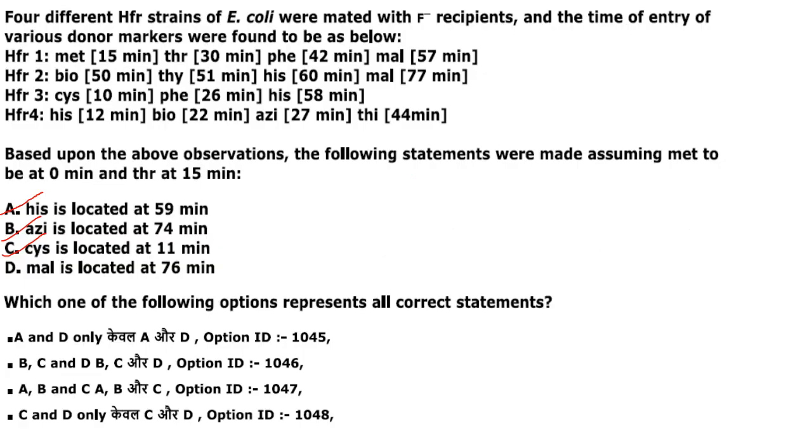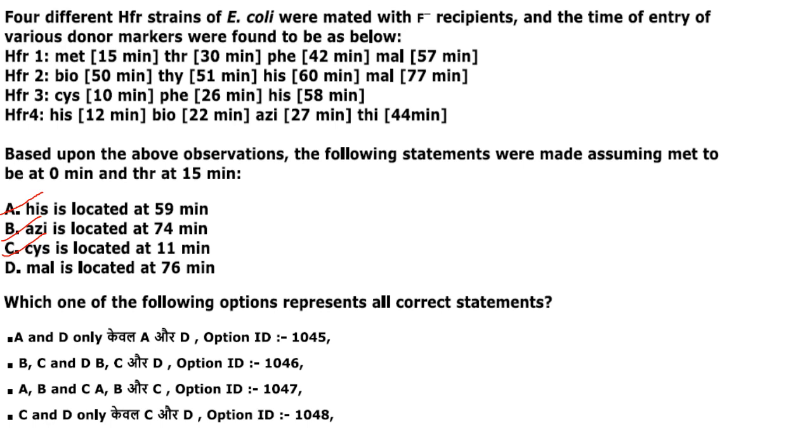Then next one. Four different Hfr strains of E. coli were mated with F- recipients and the times of entry of various donor markers were found to be as below. Hfr1, methionine 15 minutes, threonine 30 minutes. All these I have mentioned in the next slide. Based on the above observation, the following statements were made, assuming met to be at 0 minute and threonine at 15 minutes. So histidine is located at 50. I will give you the answer, then I will give the explanation.